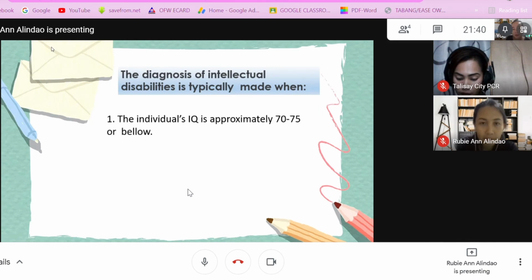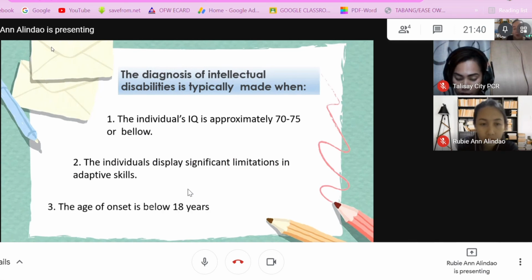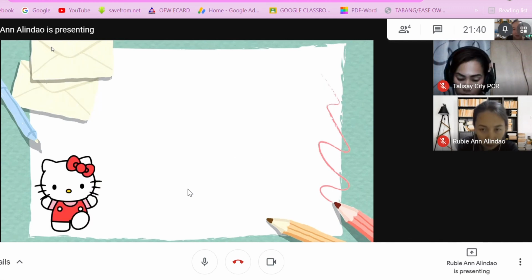Alright, let's go to the diagnosis of intellectual disabilities. It is typically made when the individual's IQ is approximately 70 to 75 or below. Second, the individual displays significant limitation in adaptive skills. And last, the age of onset is below 18 years.